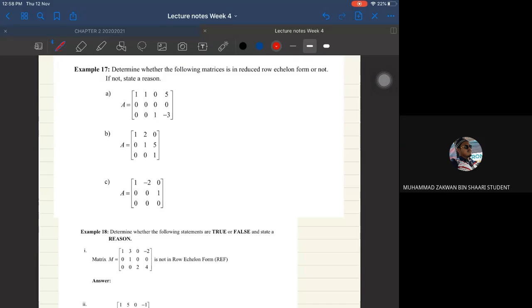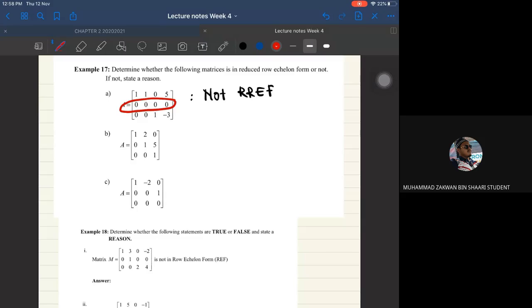So, example 17, you need to identify whether the following matrices is RREF or not. If not, state the reason. So, A, this is not RREF. Kan? Semua patut dapat lah. Kalau ada yang tak dapat sama, bagi tahu Not RREF sebab apa?